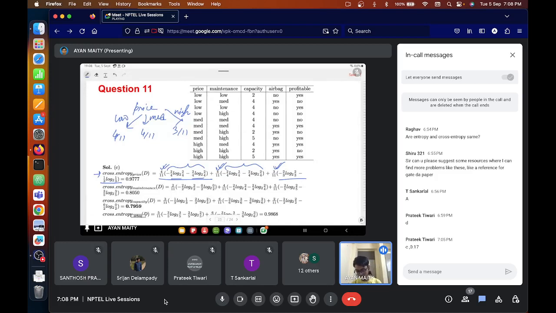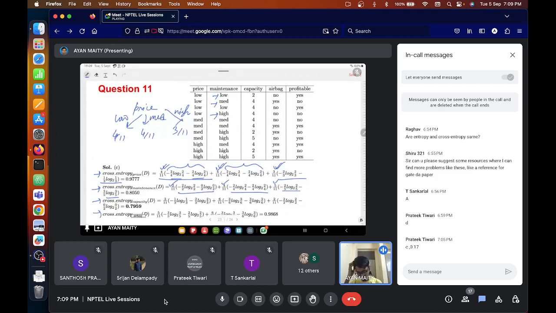Similarly, you have to do this for maintenance, and there are three possible values for maintenance: low, medium and high. So you have to do this multi-way split again. 3 splits would be done from maintenance, and you have to compute these weights for every partition: 2 by 11, 4 by 11, 5 by 11, then these cross entropy values for each partition. And this is for capacity, this is for airbag.